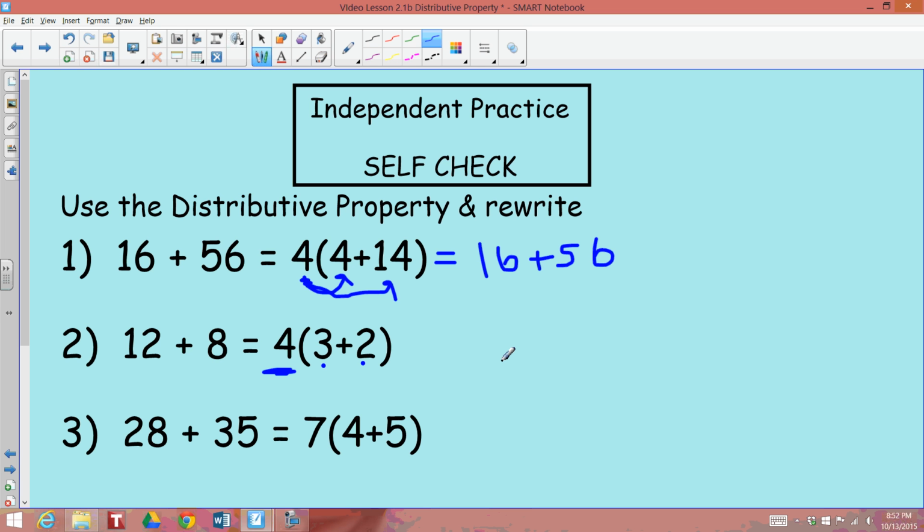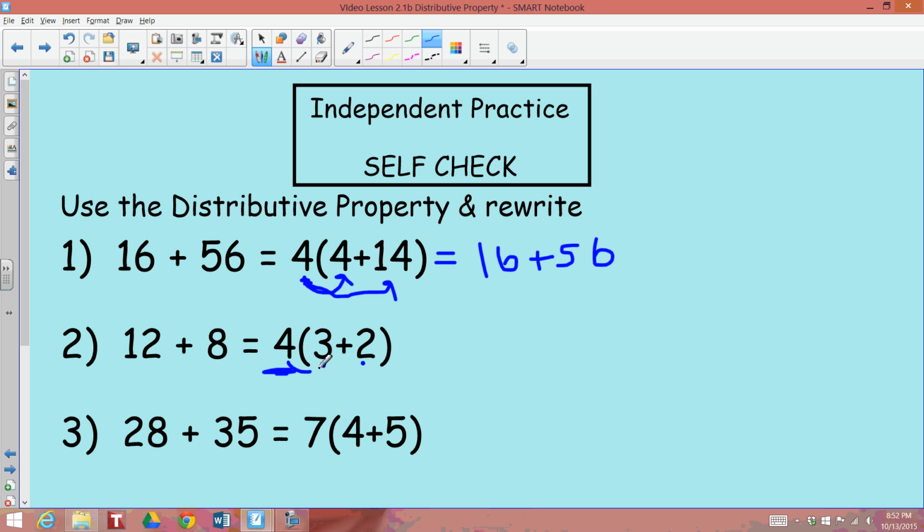3 plus 2 is 5. 5 times 4 is 20. So I know I'm correct in my rewriting of 12 plus 8. I'll prove to you using the distributive property that 12 plus 8 is 4 times (3 plus 2). And remember, this is something you can do when you're solving these problems. Always check your work. So when you're rewriting these sums using the distributive property, always check it.